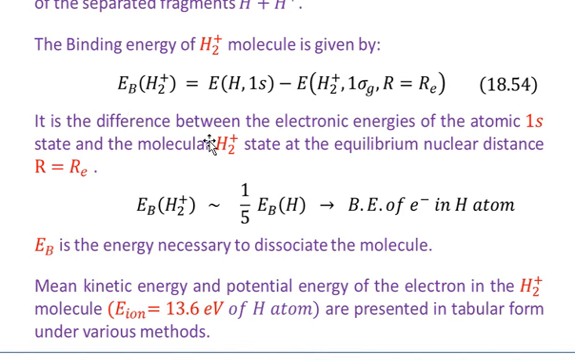It is the difference between the electronic energies of the atomic 1s state and the molecular H2 singly ionized state at equilibrium nuclear distance R equal to R_e. So this difference of energy will provide the energy for the binding of the singly ionized H2 molecule.